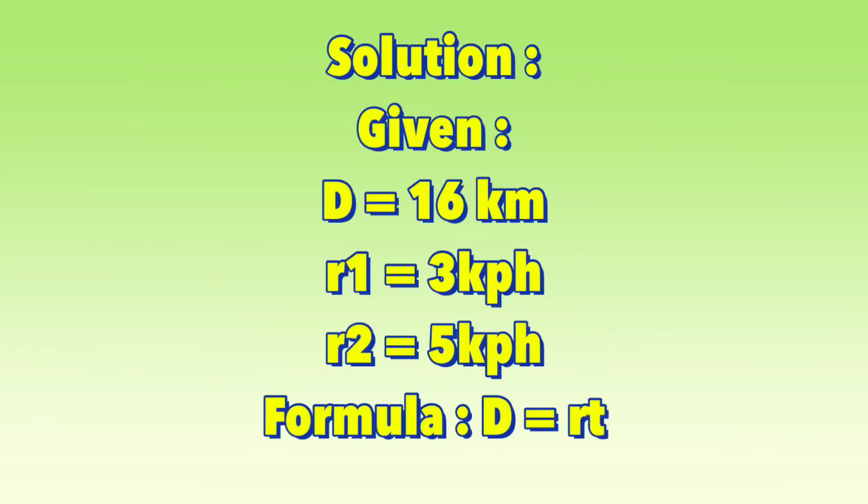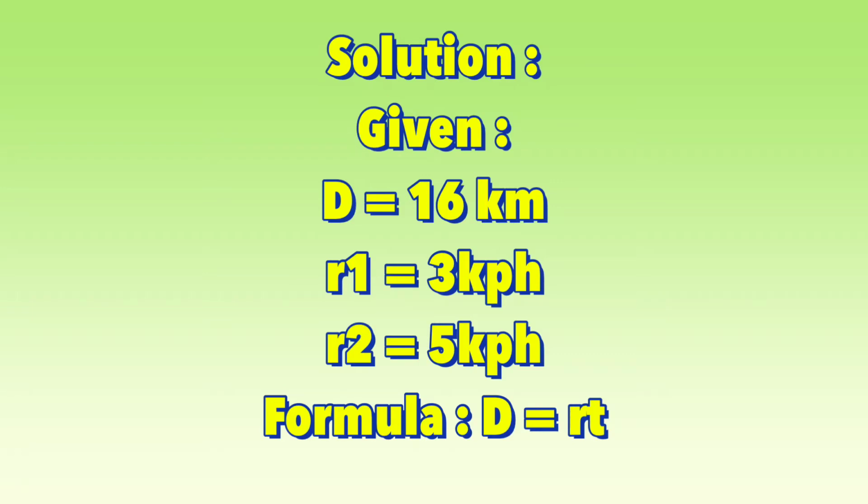Okay. Our solution: we have to pick up first the given. The distance is 16 kilometers. For Lorna, we have 3 kilometers per hour the rate, and for Peter it is 5 kilometers per hour. And we have to use the formula D equals rate times time. This is the constant formula, the uniform formula. When we say uniform motion, meaning to say the speed is constant.